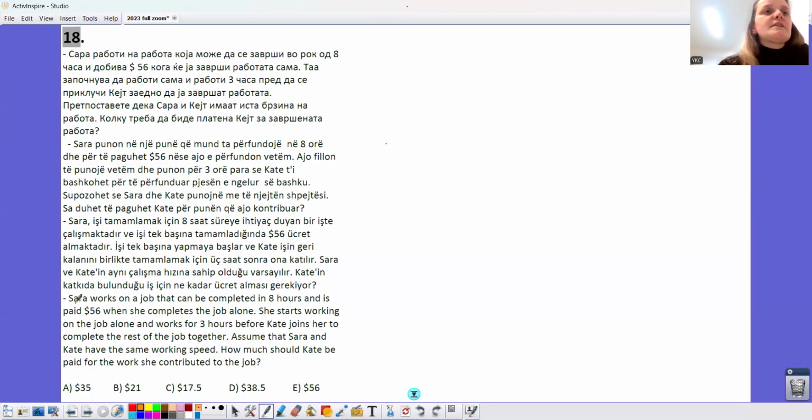very long text. Sarah works on a job that can be completed in 8 hours and is paid $56 when she completes the job alone. She starts working on the job alone and works for 3 hours before Kate joins her to complete the rest of the job together. Assume that Sarah and Kate have the same working speed. How much should Kate be paid for the work she contributes to the job?